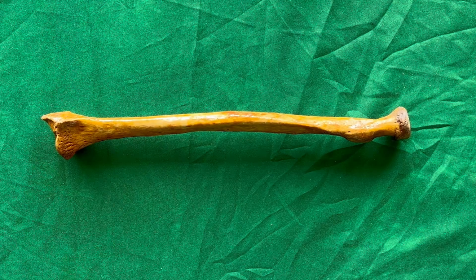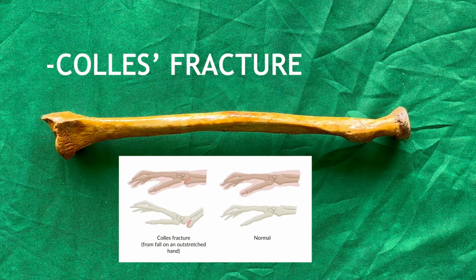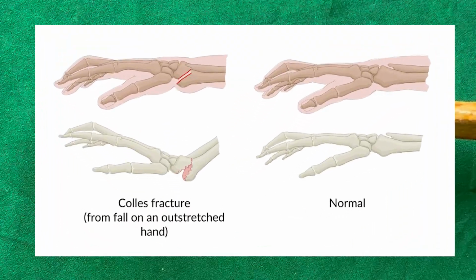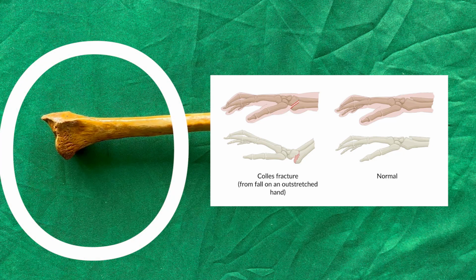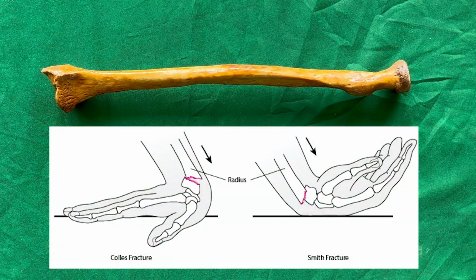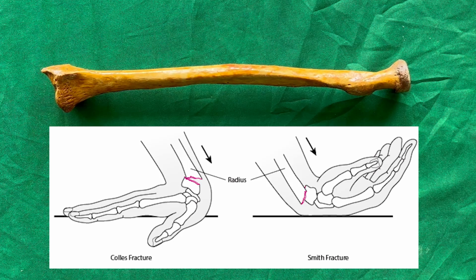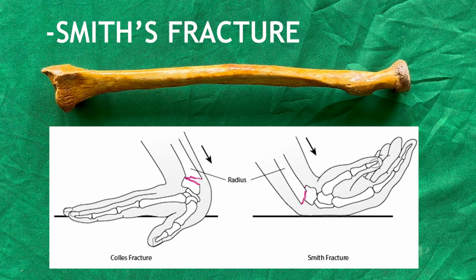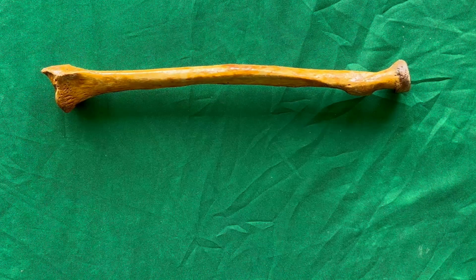Let's take a look at the applied anatomy of the radius. Colles fracture. It is a fracture of the distal radius, commonly caused by a fall on an outstretched hand, and the distal fragment is dislocated upwards and backwards. The reverse occurs for Smith's fracture, where the distal fragment is displaced anteriorly.